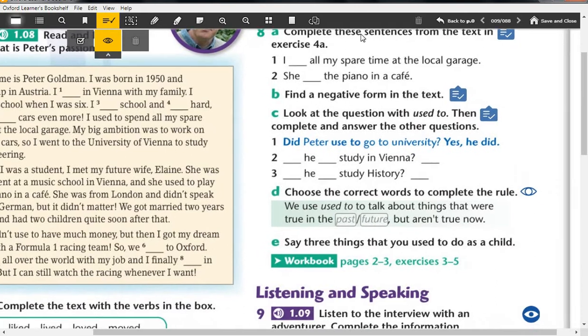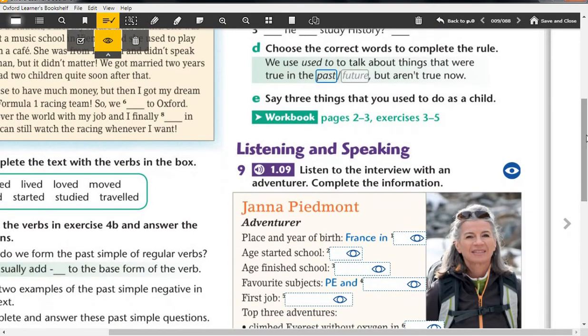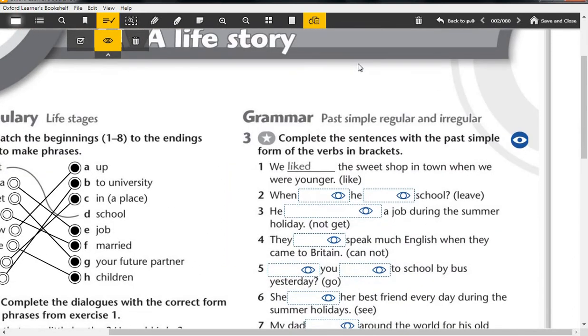Now, part D, choose the correct verbs to complete the rule. We use used to talk about the things that were true in the past but aren't true now. That means you did it in the past but now you don't do it. Say 3 things that you used to do as a child. We did it in the classroom. Now workbook pages 2 and 3, exercises 3 to 5.